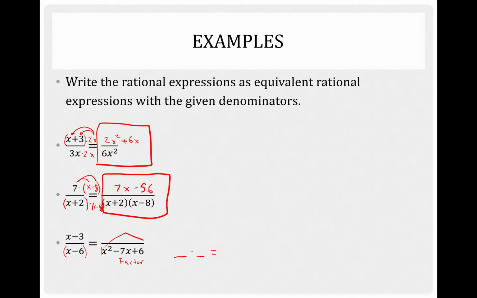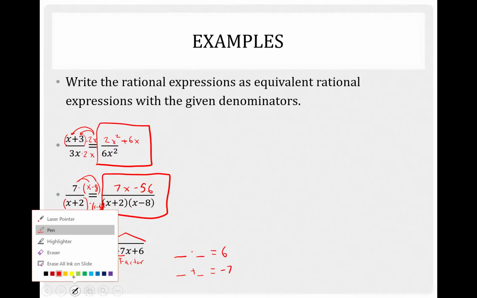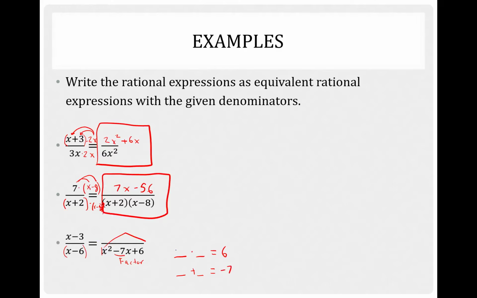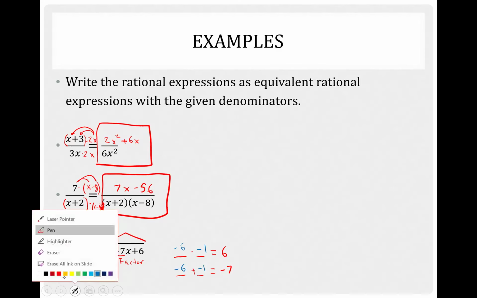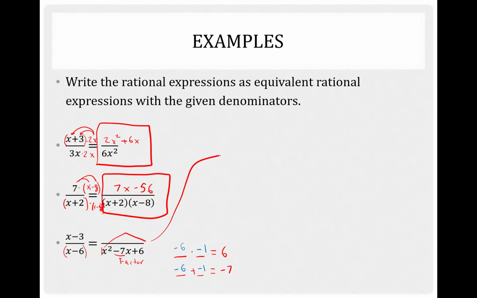Take the first number, the 1, times the 6. You want to find two numbers that multiply to 6 that add up to the middle number, which is negative 7. Solve that number puzzle, and you get the answers. Negative 6 times negative 1 gives you positive 6, and negative 6 plus negative 1 gives you negative 7.